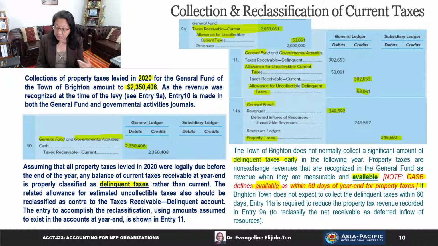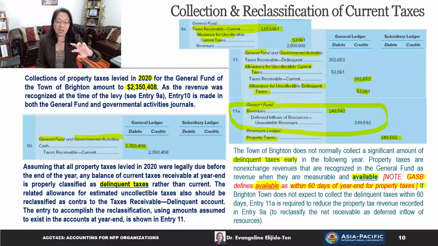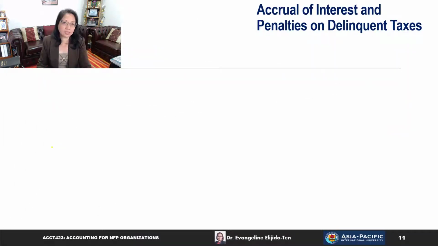All right? But because according to their experience, they don't normally collect a significant amount of delinquent taxes early on, that means there is a need for the reclassification, and therefore for the recording of journal entry 11A, where we actually reduce our revenues by that amount of delinquent, and reclassify the net receivable as deferred inflow. Okay. I know this is quite a lot to absorb, but this is the reason why I'm recording this, so that you can go back to it.